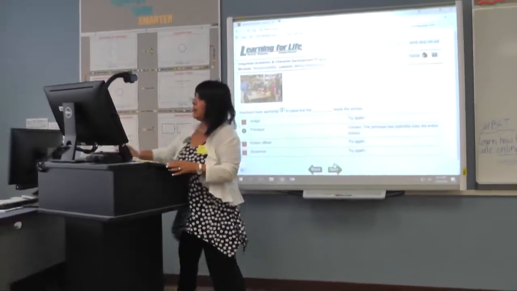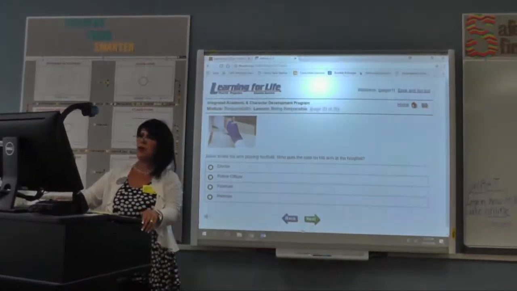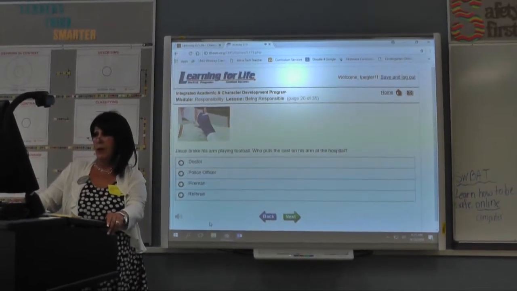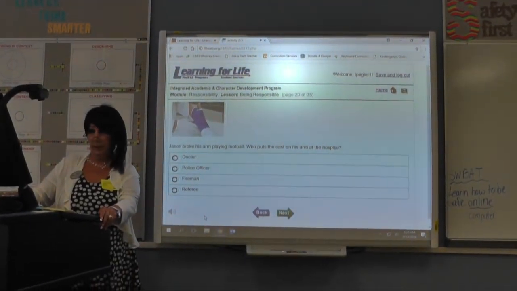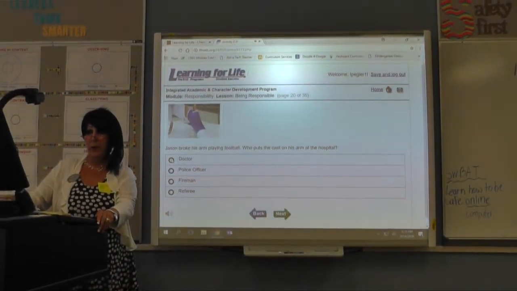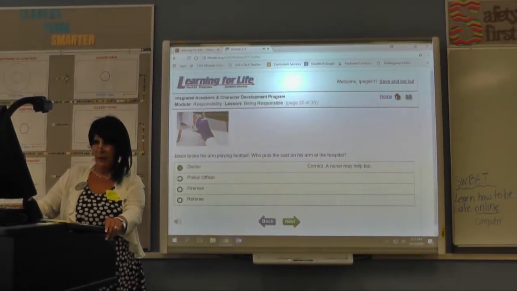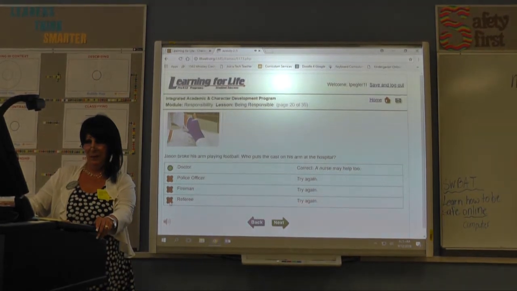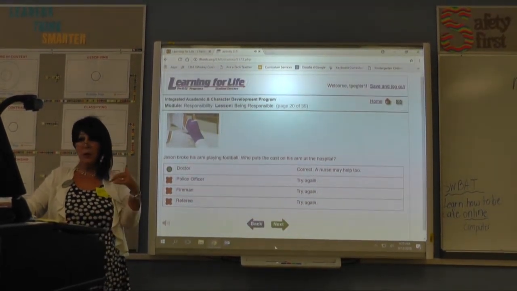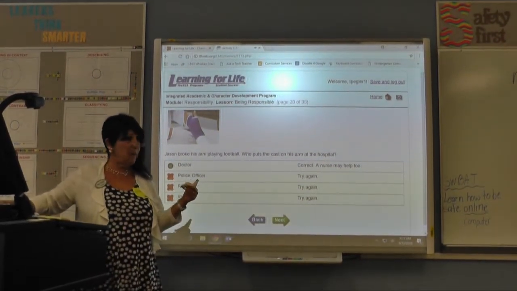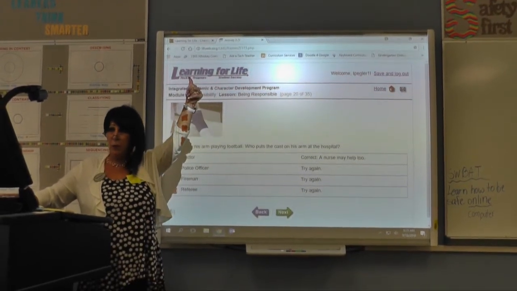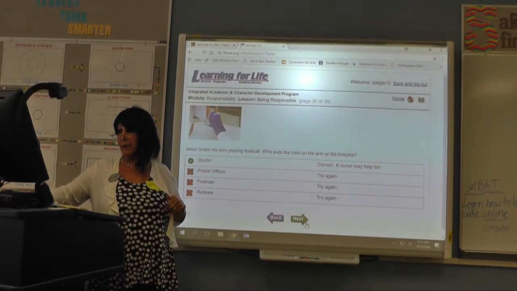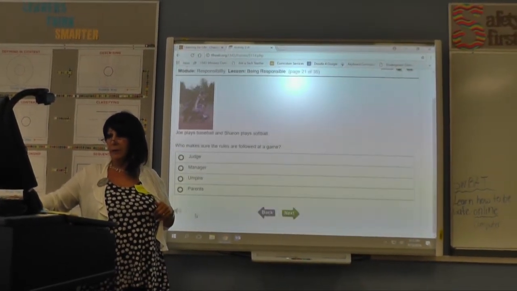Hands down, focus on the smart board. Here we go. Let's finish her up. Jason broke his arm playing football. Who puts the cast on his arm at the hospital? Who's responsible? Doctor? Yes. Police officer? Fireman? Referee? So a nurse may help also, though, in a hospital, right? Because she has the authority. Thumbs up if you agree that the nurse also assists the doctor, right? Because they help. That's right.